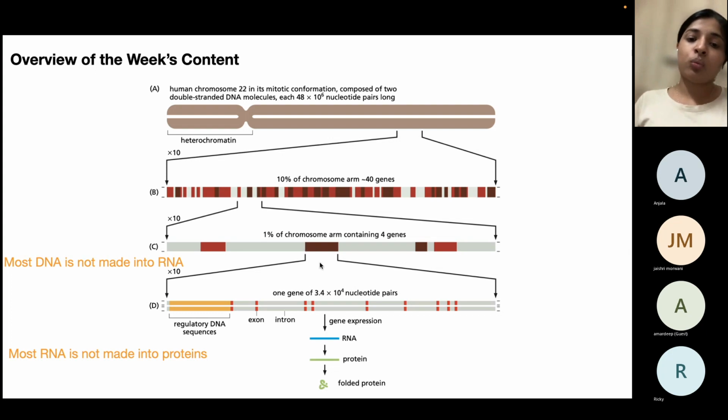Now, even if you take this one gene that is made into an RNA, you can see that it is made up of exons and introns and regulatory DNA sequences. Regulatory DNA sequences again become these ribosome binding regions and regions for initiation of translation. And only these exons are going to be made into proteins. All of these introns are going to be spliced out. So this is again not the mature RNA. The mature RNA is much, much smaller than this. And you can see that there is a lot of wastage, right?